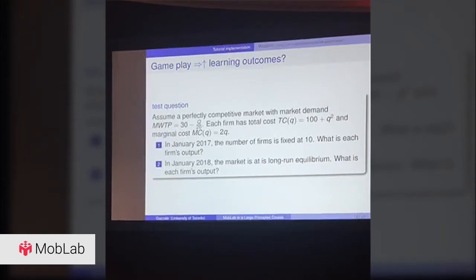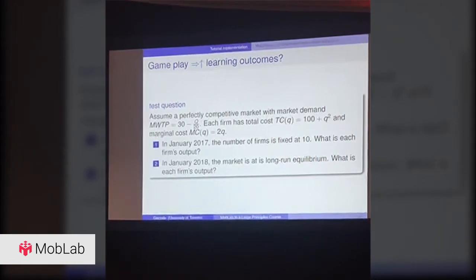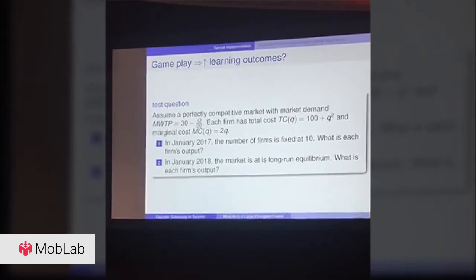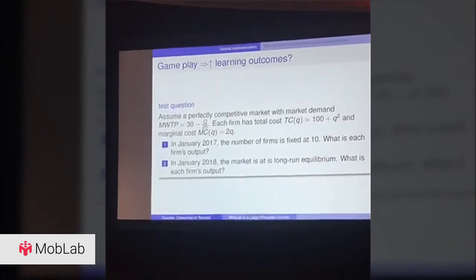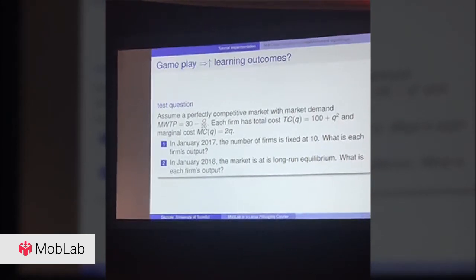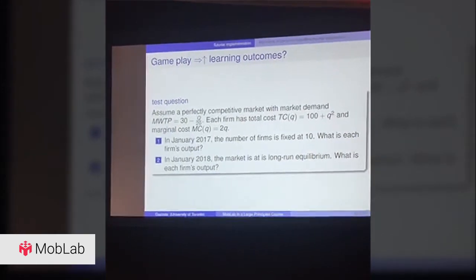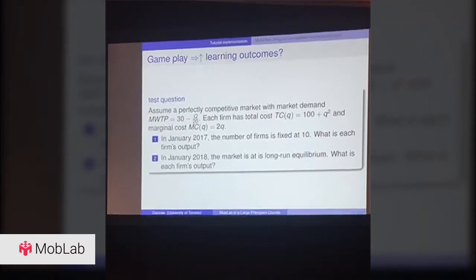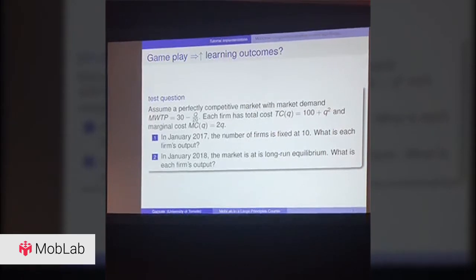Now, a few weeks later, I posed a test question. And I realized that not all of your students can handle this. At the University of Toronto, we have really good students. And we have a mandate to make sure that we set the bar pretty high as to who can go on because it's an entrance course for the business school. So this is a relatively tough question.